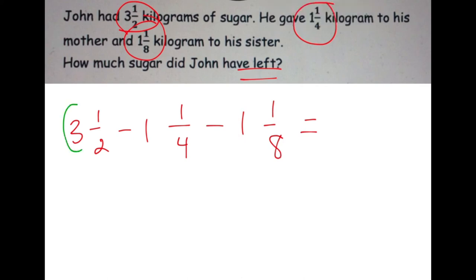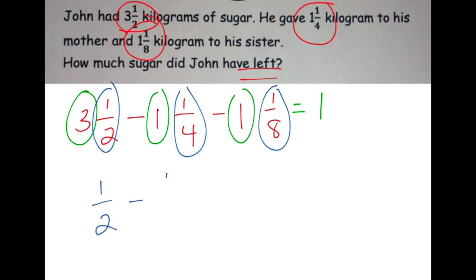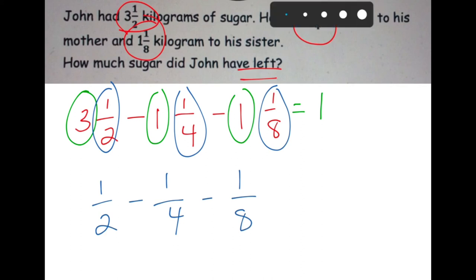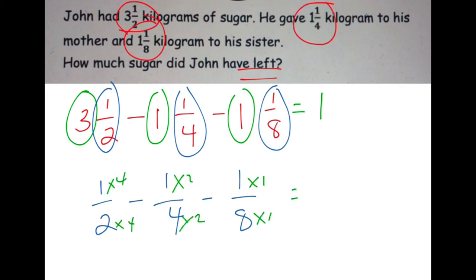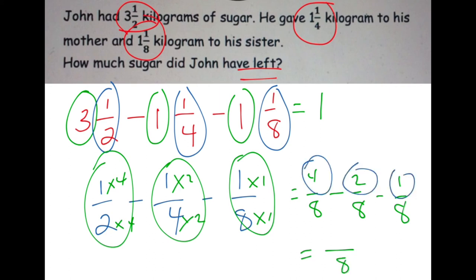I see that it's easier to deal with the whole numbers first. 3 minus 1 minus 1. 3 minus 1 minus 1 is 1. Then after that, I'm going to deal with the fractions: 1/2 minus 1/4 minus 1/8. I want to have the same denominator. So this is 4 over 8 minus, this is 2 over 8 minus, this is 1 over 8, which is equal to, the denominator stays 8, the numerator is 4 minus 2 minus 1, which is 1.